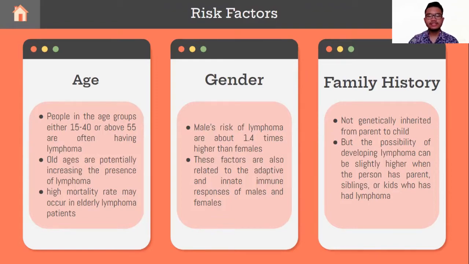The third one is family history. The possibility of developing lymphoma can be slightly higher when a person has parents, siblings, or kids who have had lymphoma. This happens as an effect of minor inherited genetic changes. Besides all that, prior research shows that family history is presumably contradictory to lymphoma development.